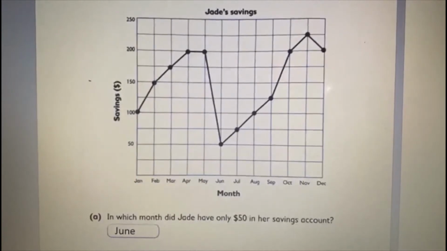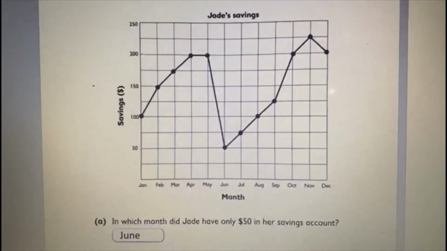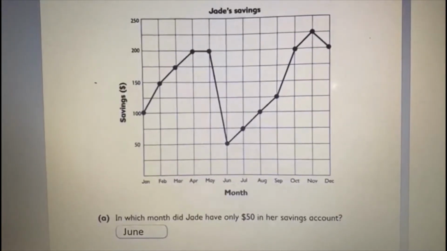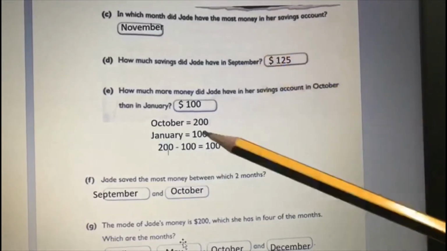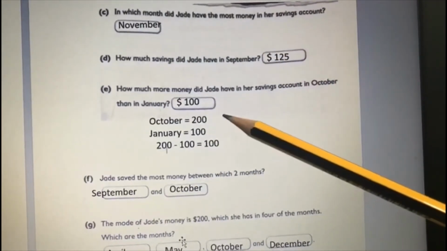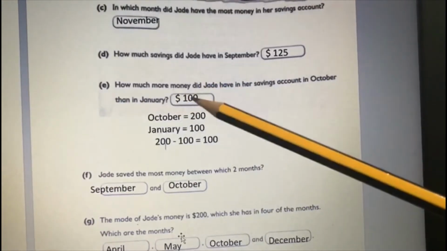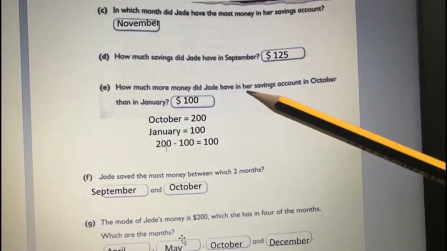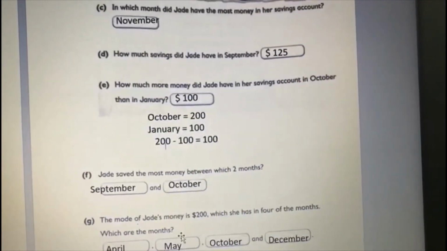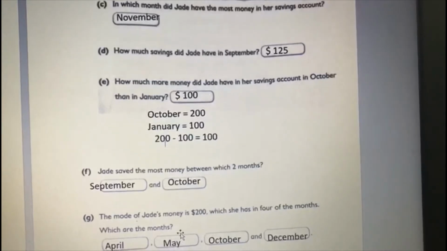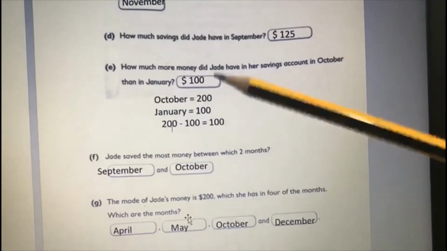So how can we find the difference between that? You have to just subtract. So it will be 200 minus 100, that means 100. As you know, October savings was 200, then January's savings was 100. What they asked is, how much more money did Jade have in her savings account in October than in January? So you have to just subtract. So 200 minus 100, that means you will get $100. So the answer is $100. Okay.